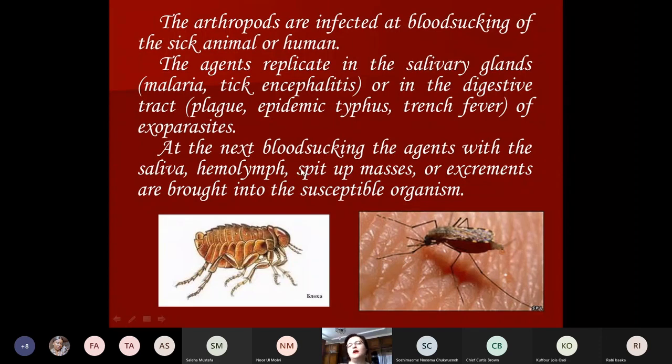The arthropods are infected at blood sucking of a sick animal or human. The agents replicate in the salivary glands, as in malaria and tick encephalitis, or in the digestive tract, as in plague, epidemic typhus, and trench fever of exoparasites. At the next blood sucking, the agents are brought into the susceptible organism with the saliva, hemolymph, spit-up masses, or excrements.